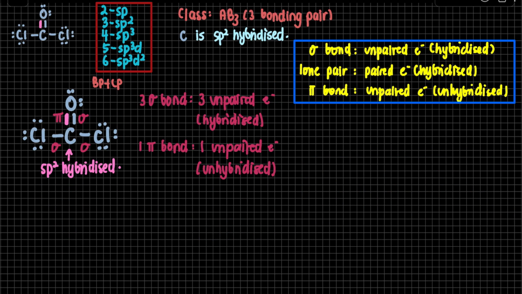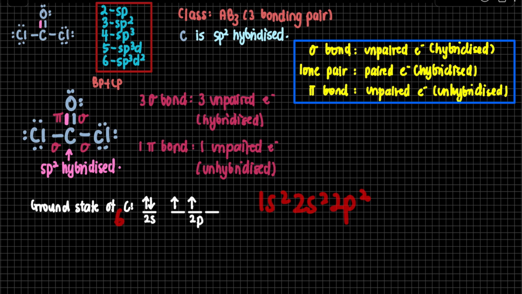Then we will start our hybridization with the ground state. The ground state of carbon, we know that it is 2s2, 2p2. Again, carbon is 6, 1s2, 2s2, 2p2. But for the hybridization, we only show the valence ones. So here is the ground state. Next is the excited state.